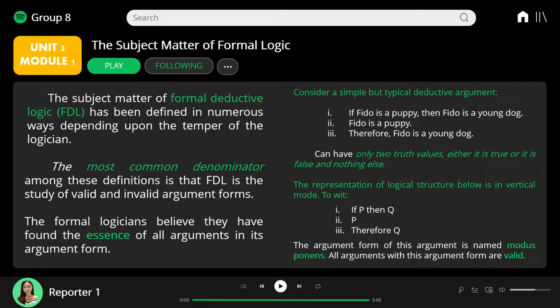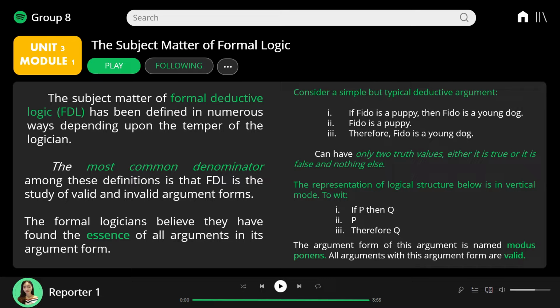It doesn't matter how many premises you have. If you only have one conclusion, you have only one argument. It was also said that the premise or premises and the conclusion of the argument are either true or false only. They obey the principle of excluded middle. This principle states that a statement can only have two truth values, either it is true or it is false, and nothing else.